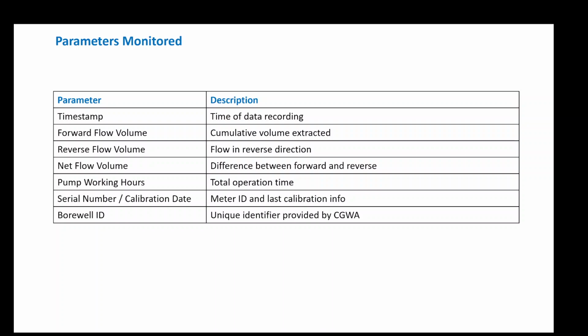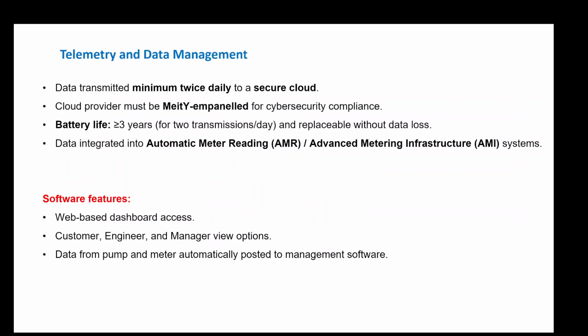So what are the parameters monitored? Timestamp, meaning the time of data recording, when it is recording the data. Forward flow volume, meaning cumulative volume extracted. This is mainly the main objective of the groundwater guidelines: how much volume any industry or any entity is taking away, right? So this is the main part, and that's why it's the cumulative volume extracted. Reverse flow volume, flow in the reverse direction. Net flow volume, and pump working, how much time the pump worked. Serial number, calibration date, borewell ID. So everything should be monitored.